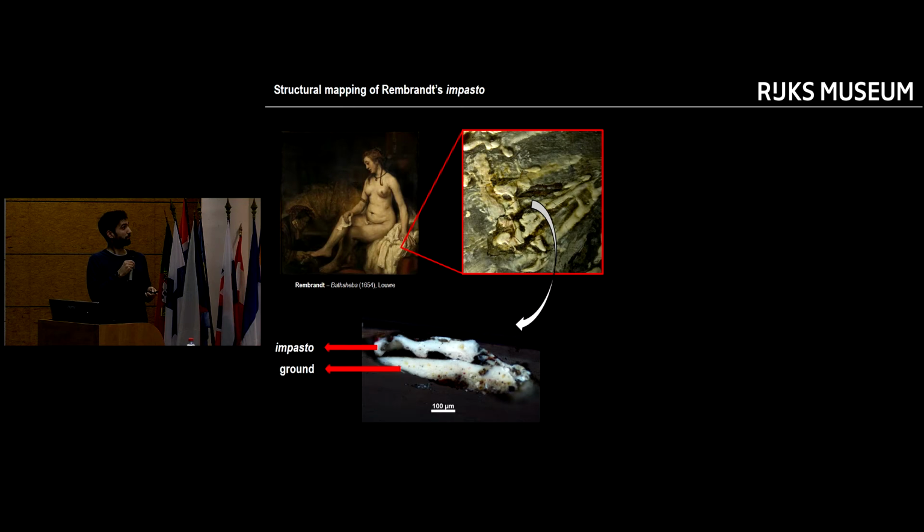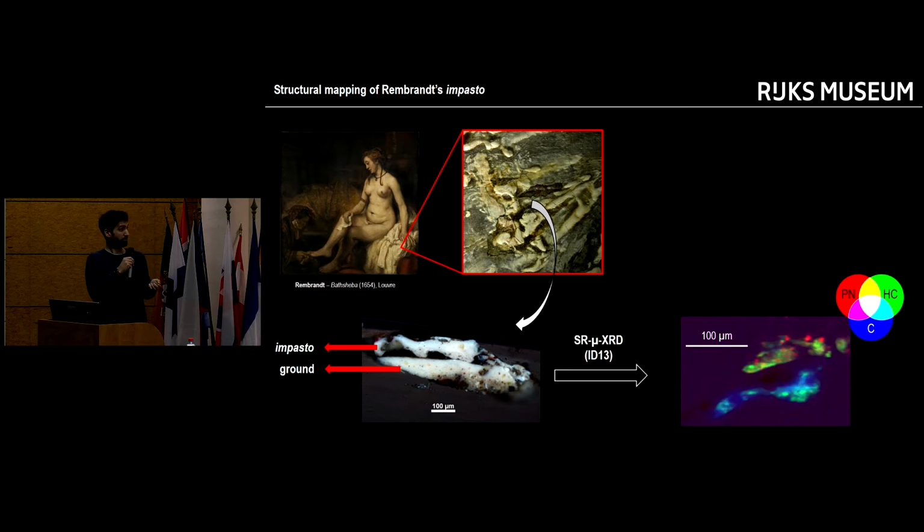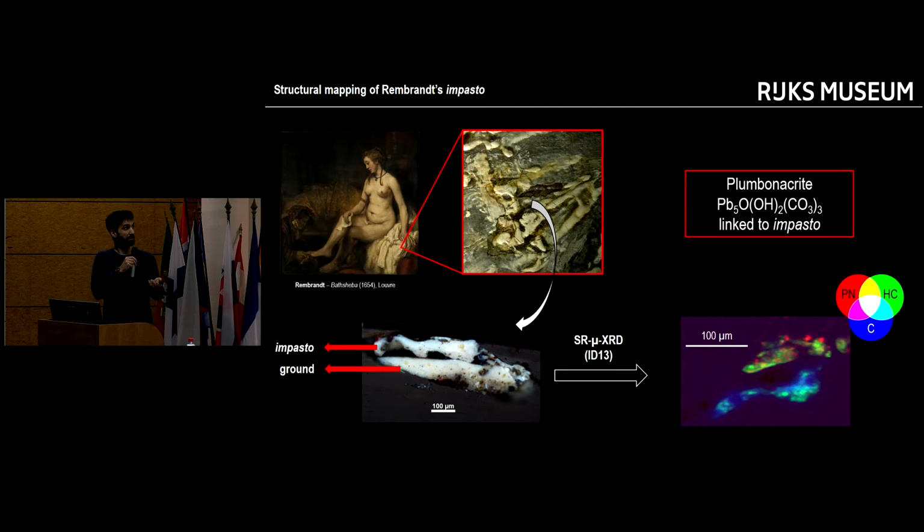Okay, so what we were lucky to have is a very nice sample from the Louvre where we had one layer of impasto, this white layer, directly on top of a white layer which is not impasto. And what was, again, very convincing is that this plomonacrite phase was localized only in this impasto layer. The classic lead-white layer, which was used for the ground, was composed of hydrocerussite and cerussite, as you would expect. So it did seem, indeed, that plomonacrite is linked to impasto.